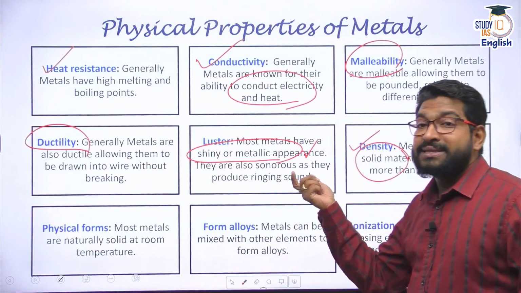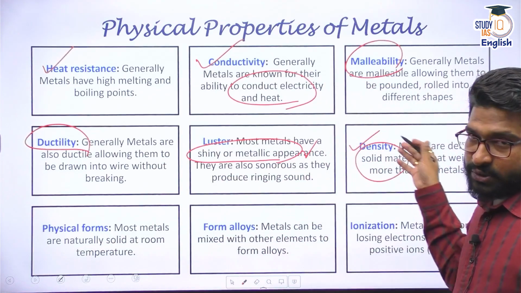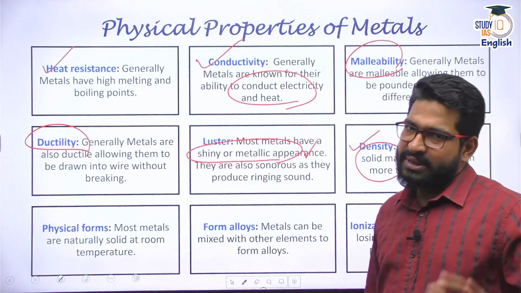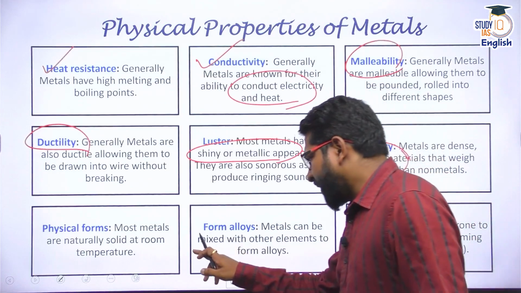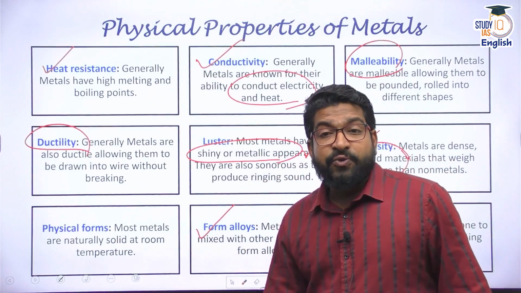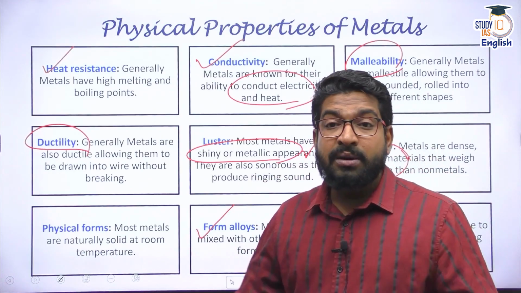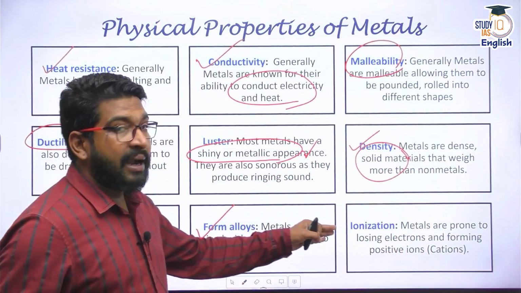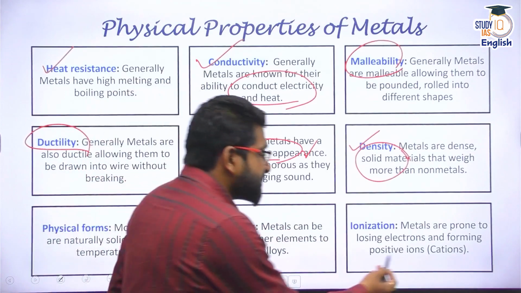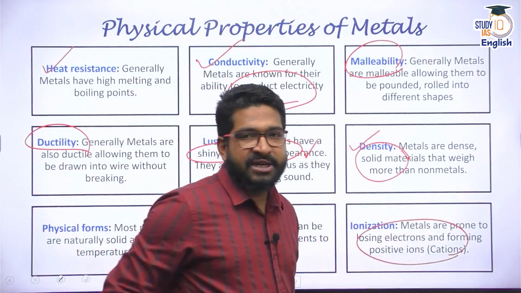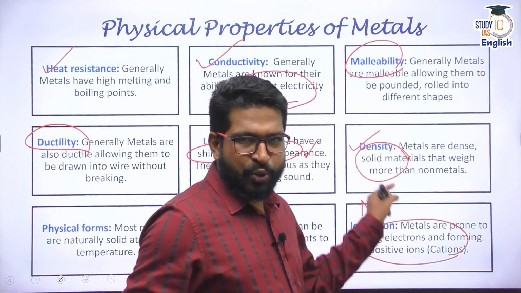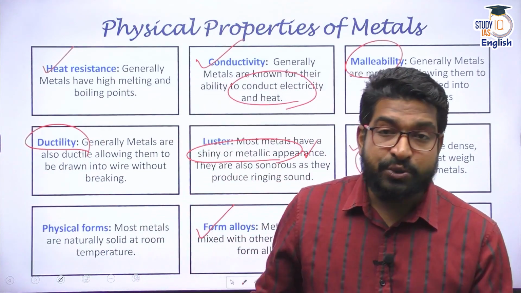They ring sound. Apart from this, as I told you, they're dense. Their physical form is mostly solid at room temperature. Exception is mercury for sure. Apart from that, metals form alloys. Metals can be mixed together to get alloys. And they ionize into cations, that is positive ions. Classic example, Na+, sodium plus. They ionize into cations.